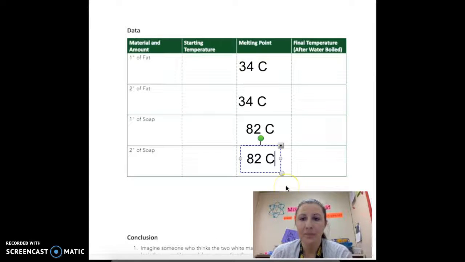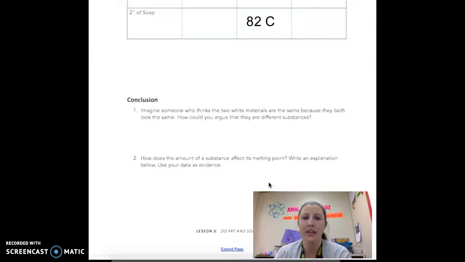So there's your data. And you're going to be using that data to answer the questions at the bottom of the page. Here are the two questions. First, imagine someone who thinks the two white materials are the same because they both look the same. How could you argue that they are different substances? The two white materials they're talking about are fat and soap. And the next question is, how does the amount of a substance affect its melting point? Write an explanation below. Use your data as evidence.